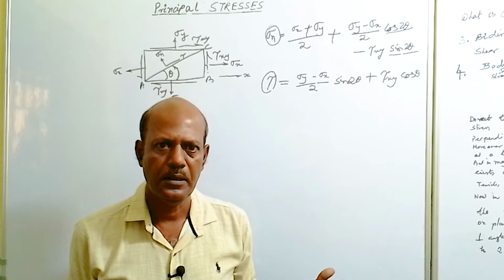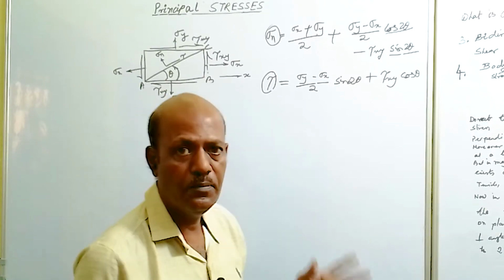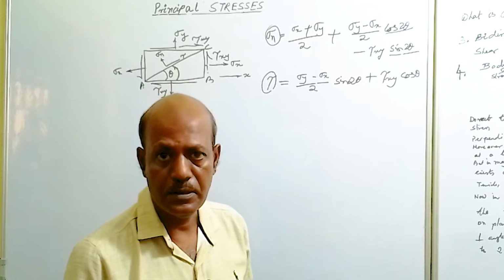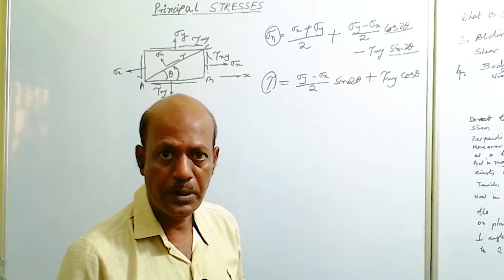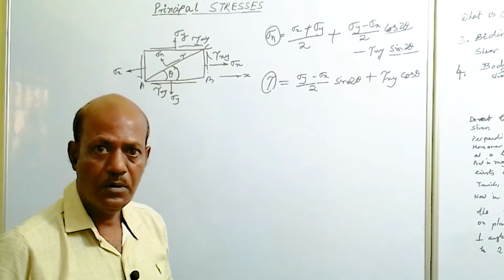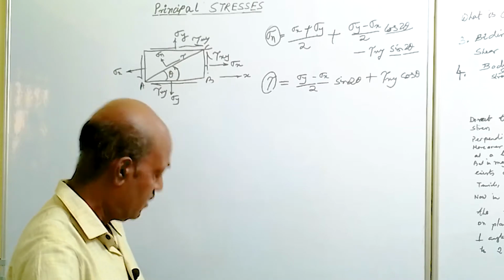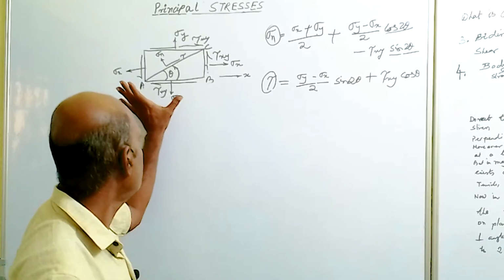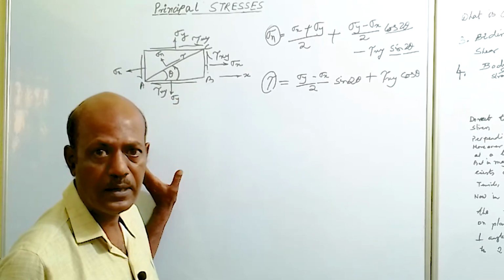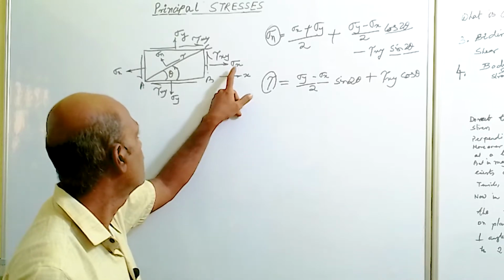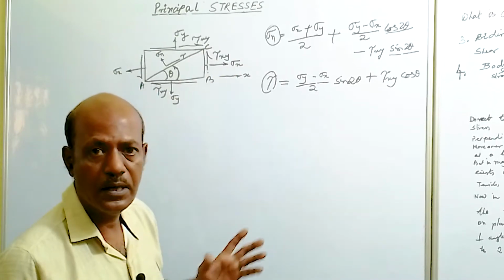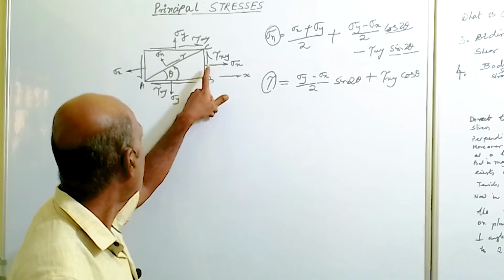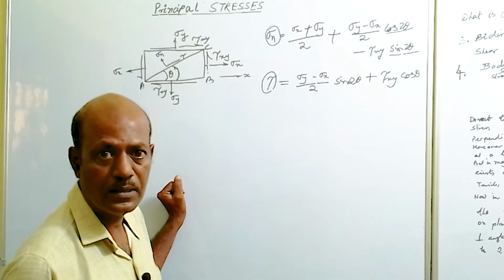Now we'll see one of the most important topics of strength of material, that is principal stresses. Before going to principal stresses, we will just see the complex stress system. This is the most complex stress system acting on a body: sigma x, stress acting along the x direction, and sigma y, stress acting along the y direction. Along with that, the shear stresses are also acting on the element.